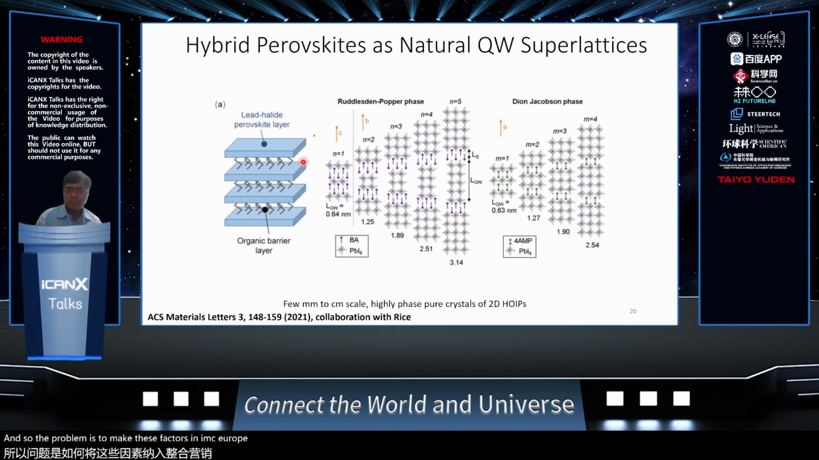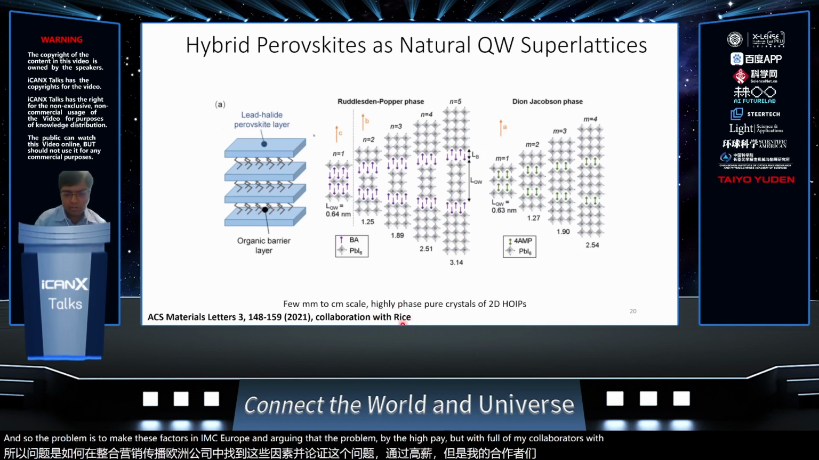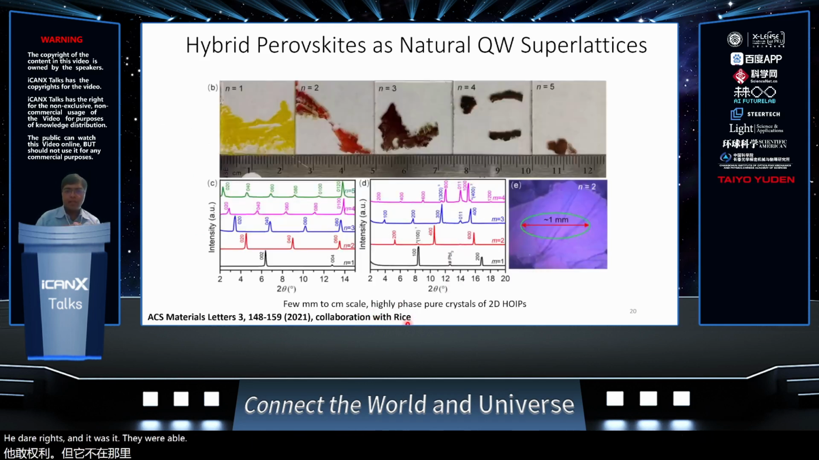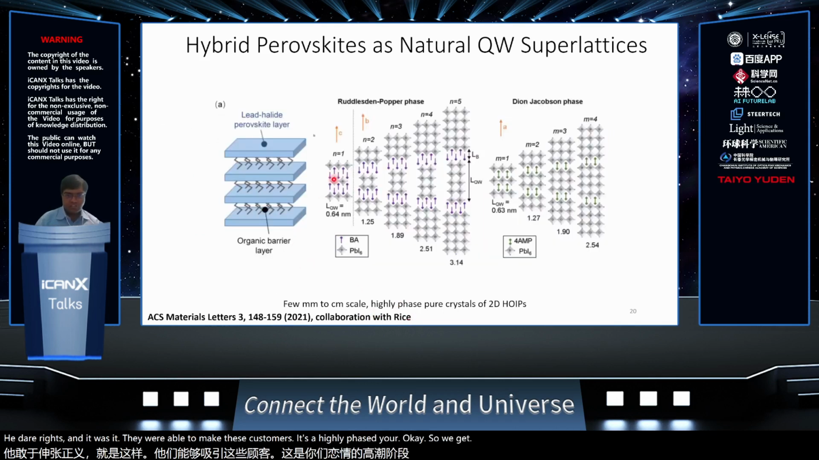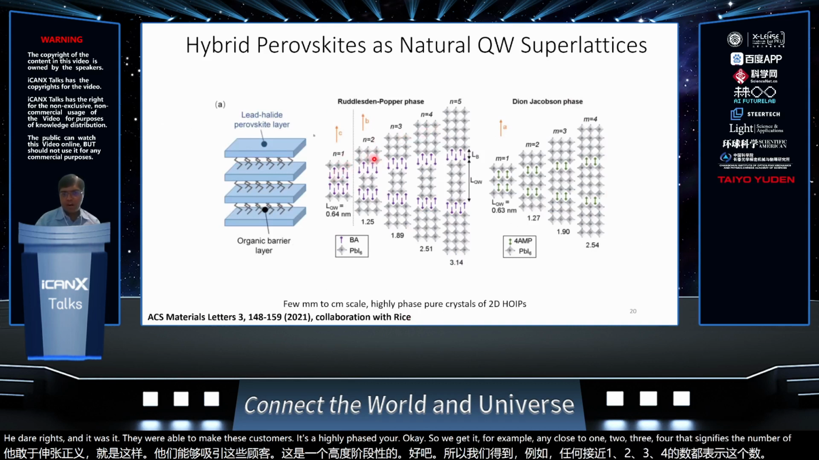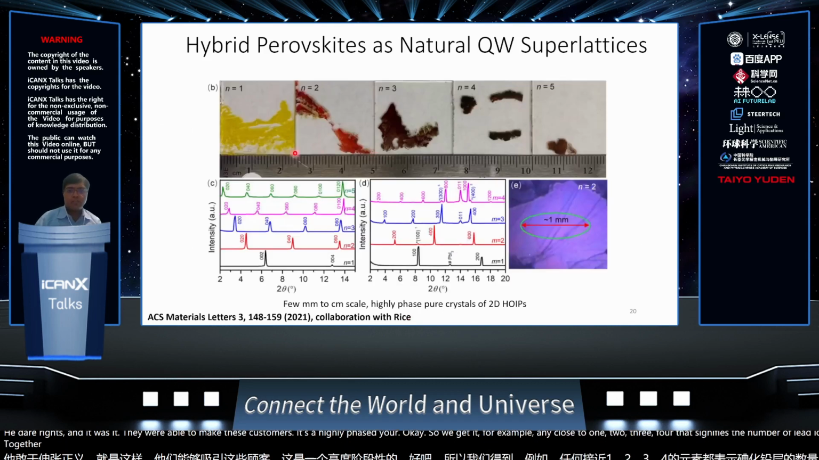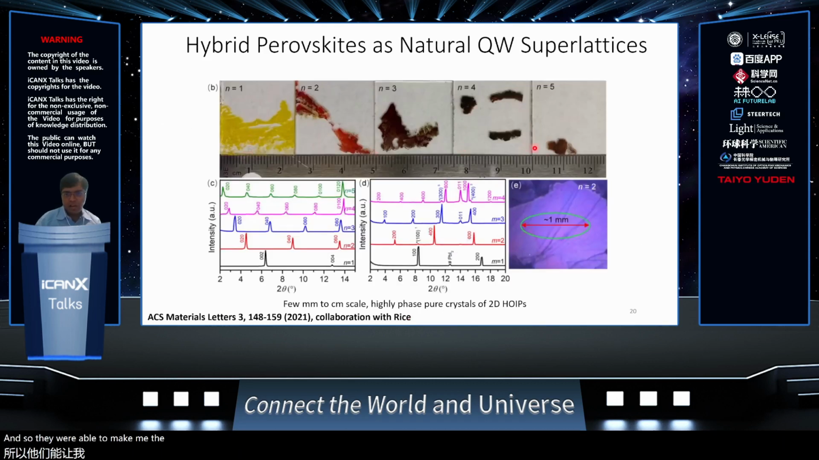You cannot make these crystals in very high phase purity. But by collaborating with our good friend Aditya Mohite at Rice University, they were able to make these crystals, which are highly phase pure. So here is, for example, n equals 1, 2, 3, 4. That signifies the number of lead iodide layers, the number of unit cells of lead iodide that are stacked together. And so they were able to make these very highly phase pure crystals as verified by XRD.